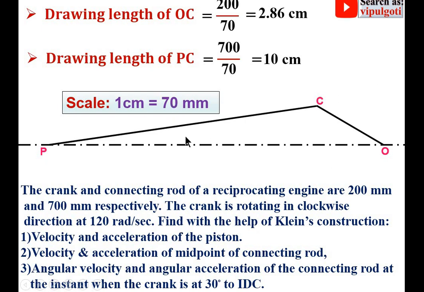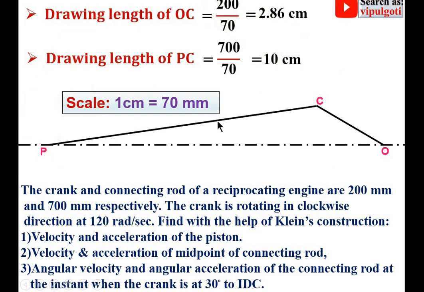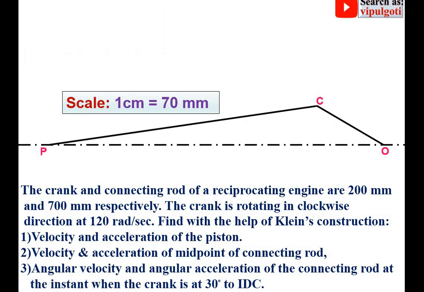So this length is 10 centimeter, and you can do it with the help of the compass. Take compass, set the radius as 10 centimeter and draw the arc over here so that you will get the P point. So after getting this space diagram, then you can start the velocity diagram.